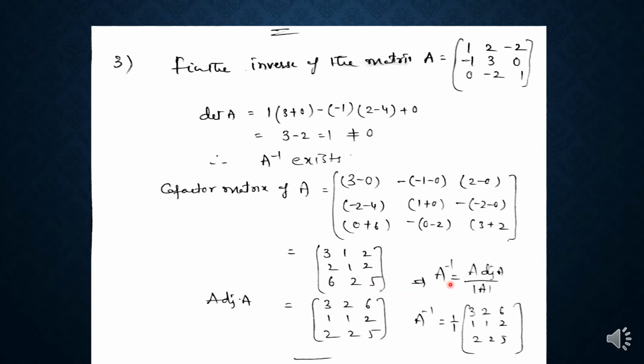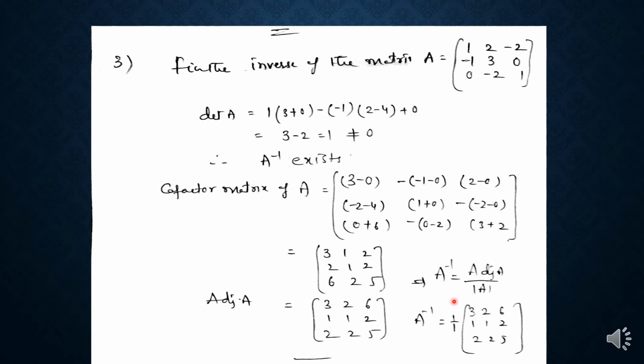So A inverse is equal to adjoint A by det A. Adjoint A is obtained by transposing the cofactor matrix. So the first column becomes the first row here, 3 2 6, and the second column 1 1 2 becomes the second row 1 1 2, and the third column 2 2 5 becomes the third row 2 2 5. So this is the adjoint A. Adjoint A can be obtained by transposing the cofactor matrix.